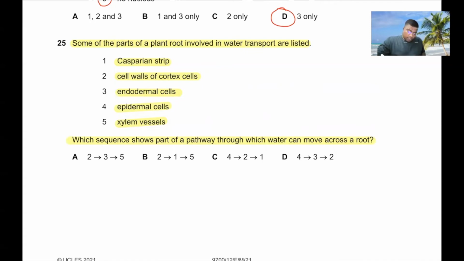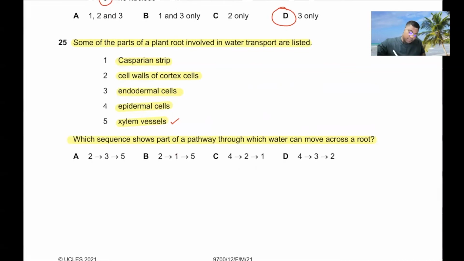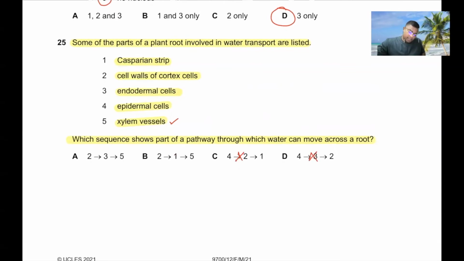All right. So yes, of course, our main goal will be to go towards xylem. So point number 5 must be included. Xylem vessel must be included. So option C and D are both wrong. Then option A and B both start with 2. So cell walls of cortex cells. After the cell walls of cortex cells, now, option number 1 says Casparian strip.